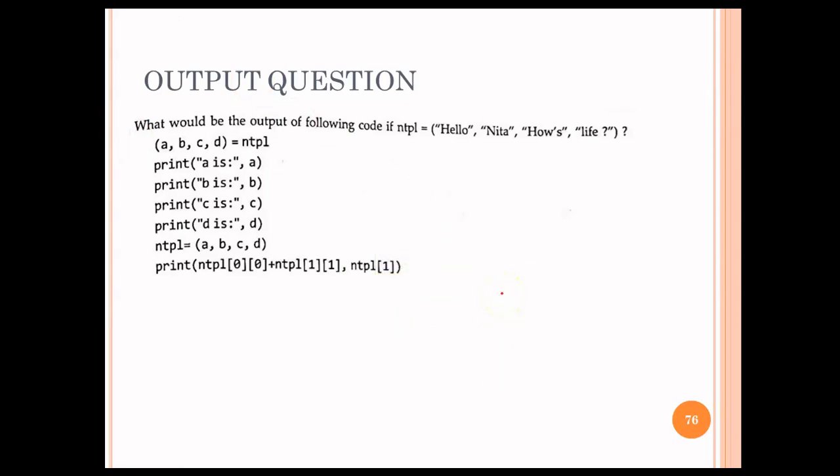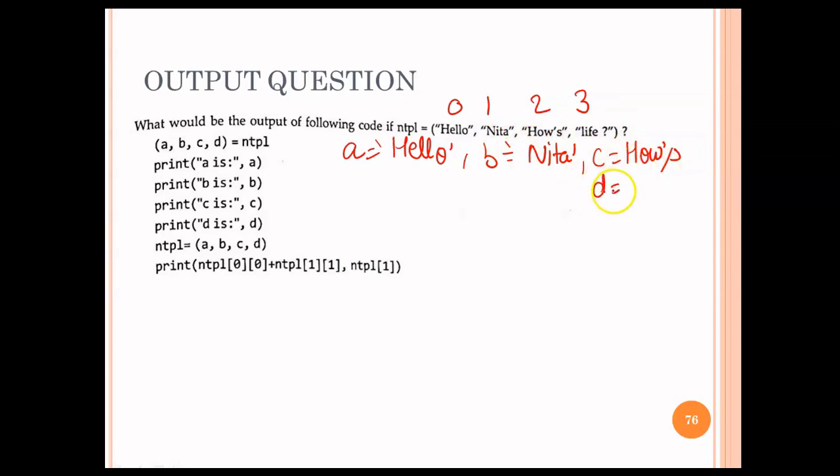If ntpl is equal to, and you can see a tuple is given here, hello Nita, how's life? Okay, so 0, 1, 2, 3. These are the 4 elements given in the tuple. Now this is the unpacking of the tuple, right? So how to unpack it? We are storing this whole tuple one by one into these elements. So A is hello, and B is Nita, the second element of the tuple. Then C is house and D is life.